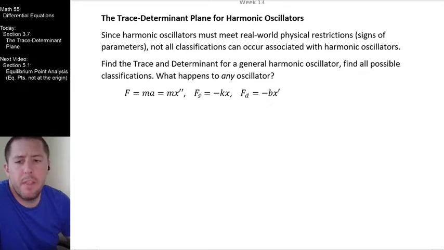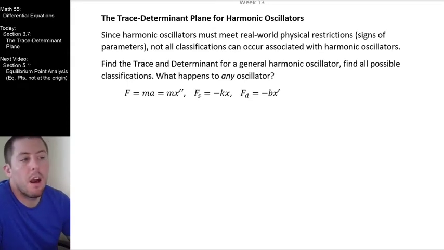What we know is that we've been looking at linear systems of differential equations in general. But one of our most important cases is that our second order differential equations describing harmonic oscillators seem to be pretty closely tied to our linear systems of differential equations. So one thing we might naturally ask ourselves is, in the trace determinant plane, what might come up if we're talking about a harmonic oscillator?